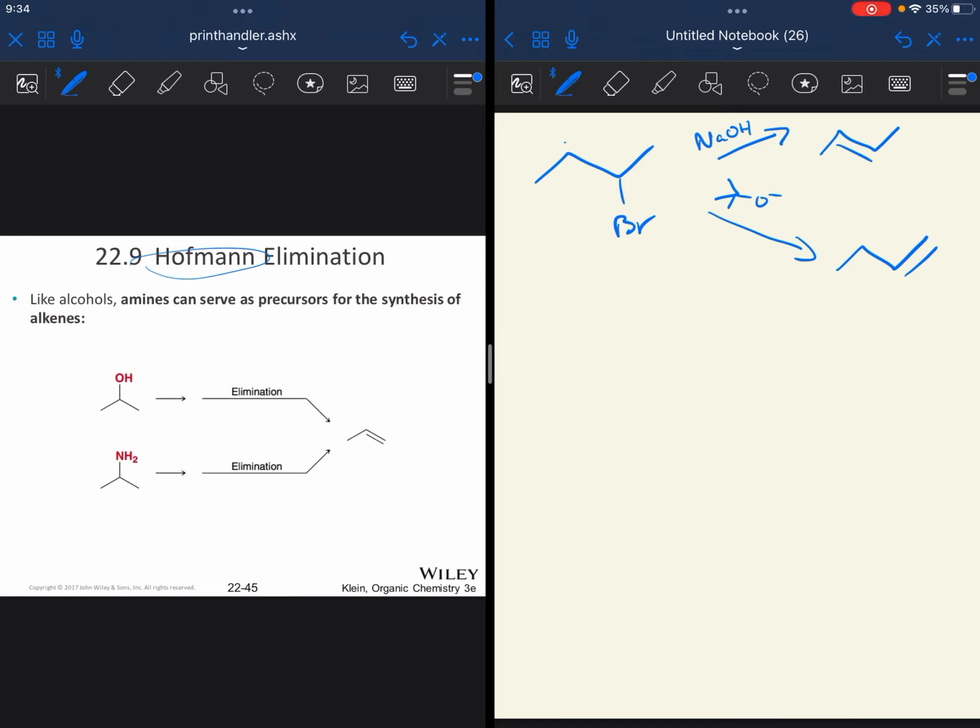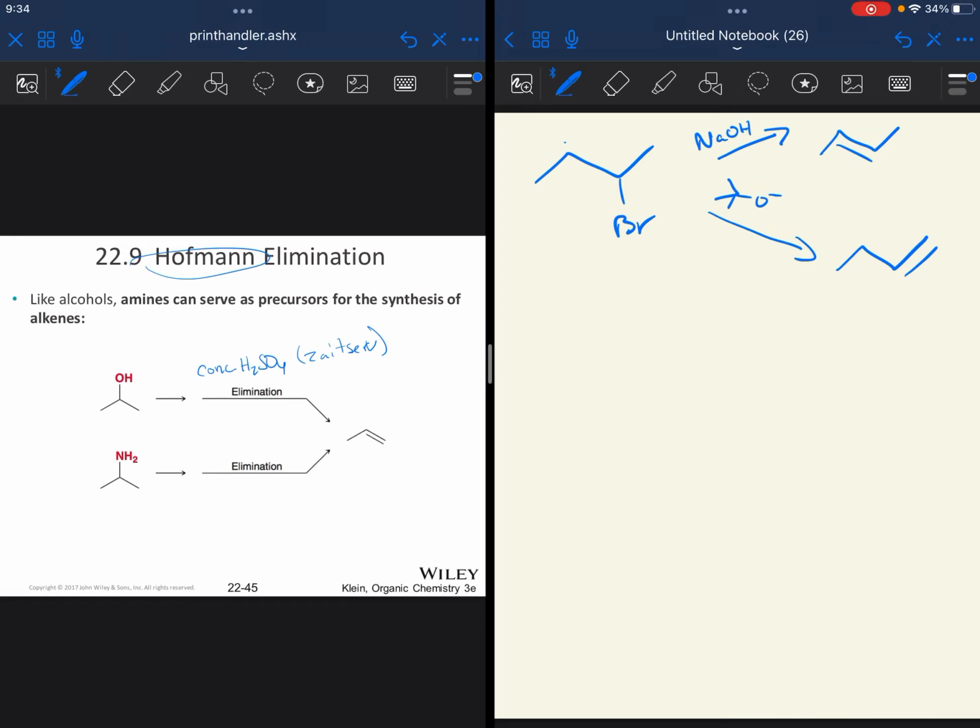When we look at hydroxys and amines, you can eliminate a hydroxyl group using concentrated H2SO4, but that would give a Zaitsev product. Or you could use something like tosyl chloride or PBr3, make the OH a better leaving group, and then use your bulky base and get the Hoffmann product.